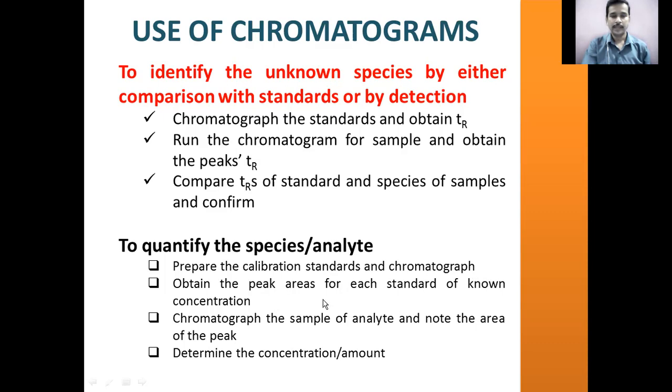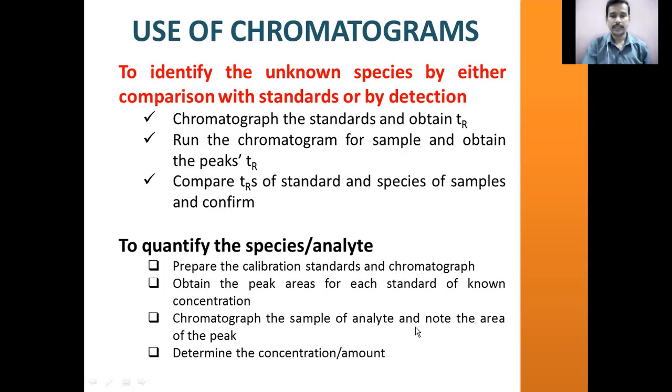The peak height will vary from one standard to another because of the varied concentration. That's it. And you take the sample and you chromatograph it. The peak area for this analyte present in the sample will be dependent upon the concentration of the analyte present in the sample.